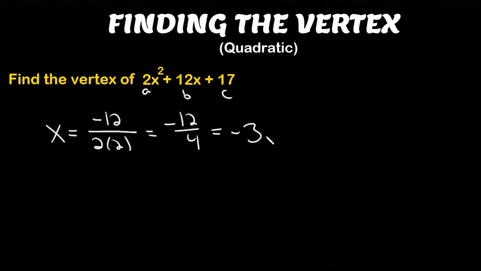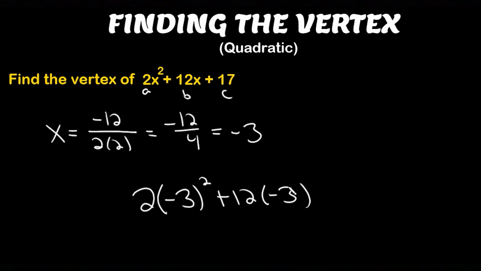So again, we're not done yet. This is the x value of the vertex. We're going to plug it back into the original quadratic to get the y value. So I'm going to write here 2 times, here's an x, I'm going to plug in negative 3 squared plus 12 times negative 3, and then I have plus 17, okay?